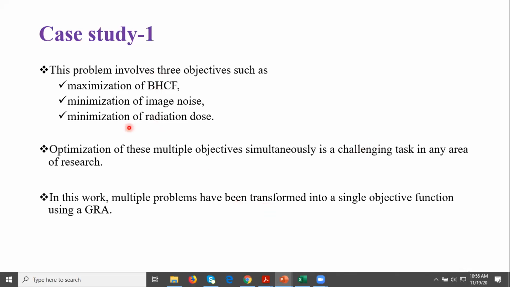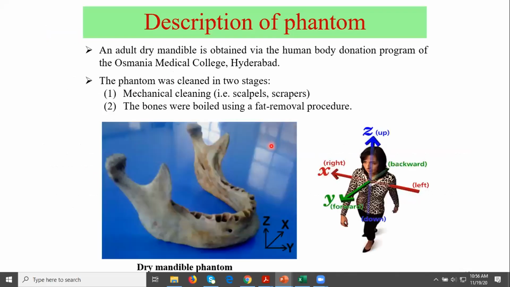Here, these three parameters, these three output values, we are taking the single function, making using the gradation analysis. For this one, we are taking one mandible here. We have to do some scanning, but when doing it on a normal human, we can't calculate the exact dimension, how much deviation there is in the dimensions. So that's why the dry mandible is taken from the Osmania General Hospital.